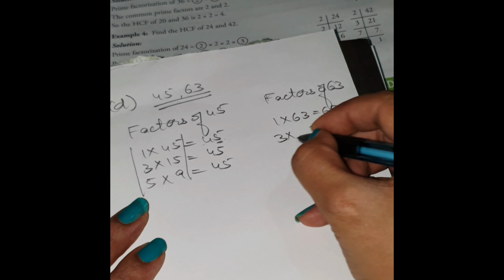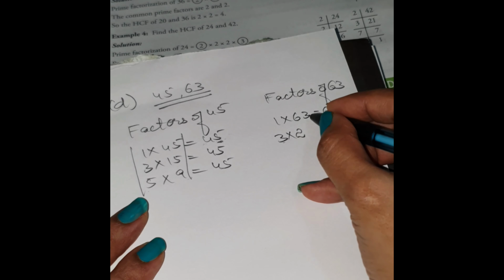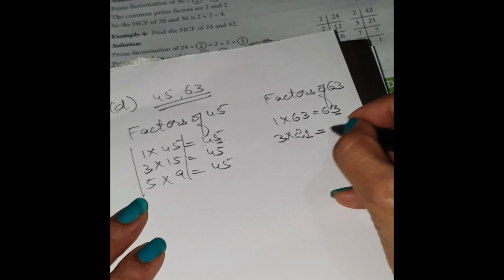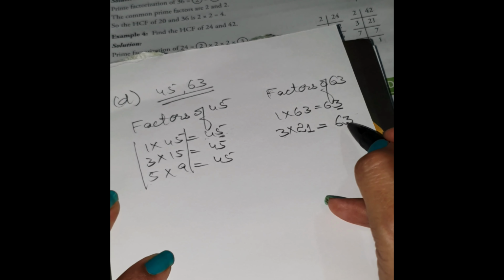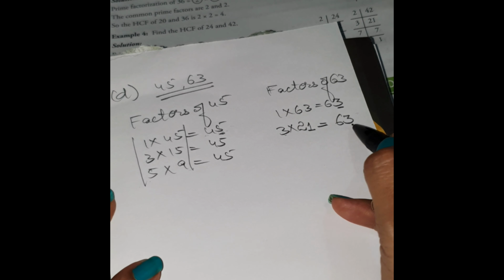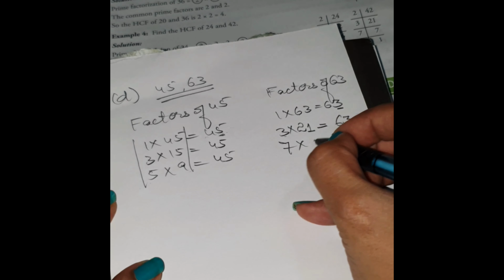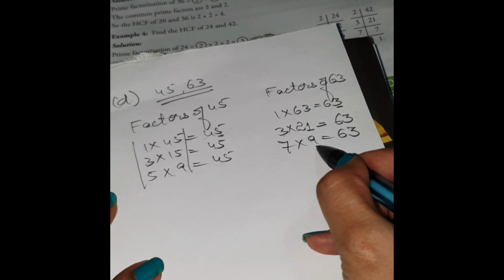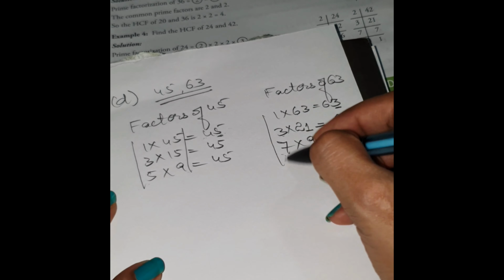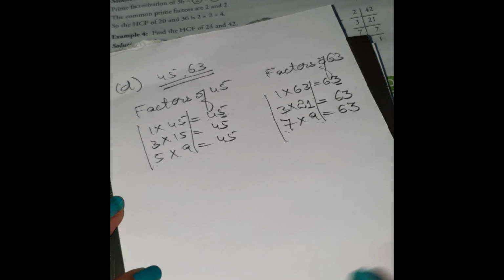So in the table of 3, 6 comes 2 times and 3 comes 1 time. So 21 times this 63 comes in the table of 3. Then in the table of 4, it doesn't come. Table of 5 also it doesn't come. 6 also it doesn't come. Yes, 7 it comes. 7 nines are 63. 8 it doesn't come. 9 it comes. 9 into 7, which we have written. So these are the factors of 63.